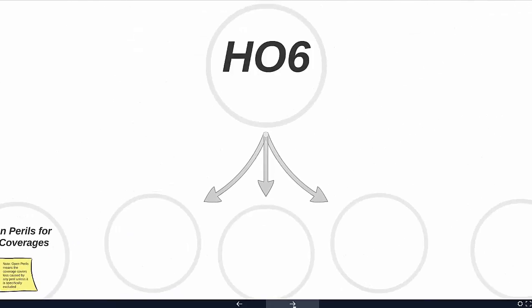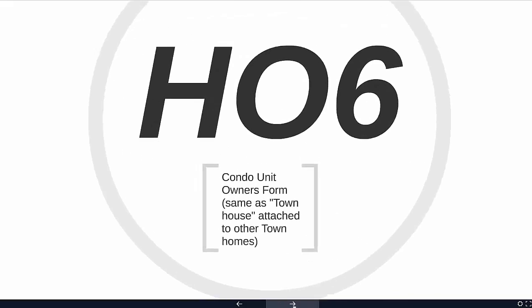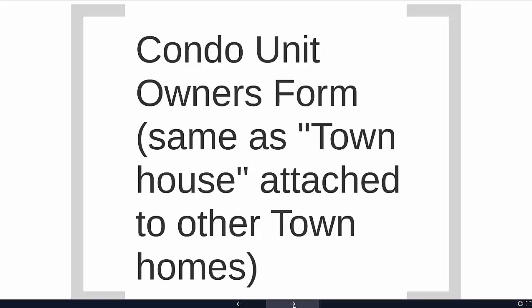Next is HO6. This is the condo unit owner's form. A condo or condominium is similar to a townhouse. A townhouse owner would also purchase a condo unit owner's form, a place that you own, the inside, and the appliances, built-ins, and cabinetry. And you also jointly own things that are part of the condo association, like recreation centers and pools and fencing.